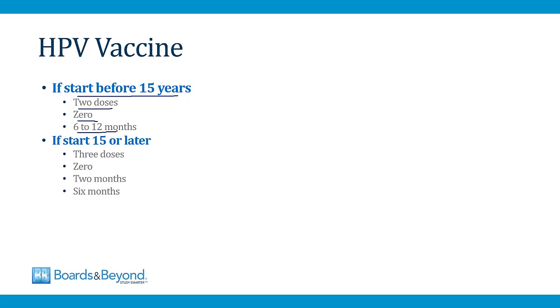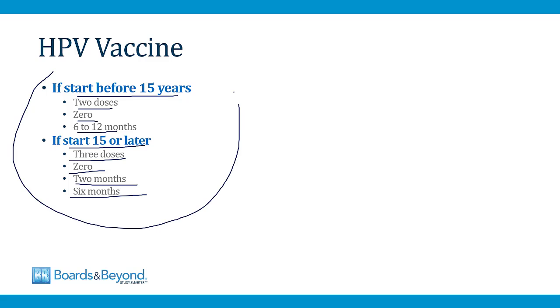But many children do not get the vaccine at age 11 or 12 for a variety of reasons, and they present later in life, often in their adolescent years when they're sexually active and they want to be vaccinated. If the vaccination schedule starts at age 15 or later, then you need to administer 3 doses, one at time 0, one at 2 months, and another one at 6 months. And it's very high yield to know this difference in dosing for your exams.